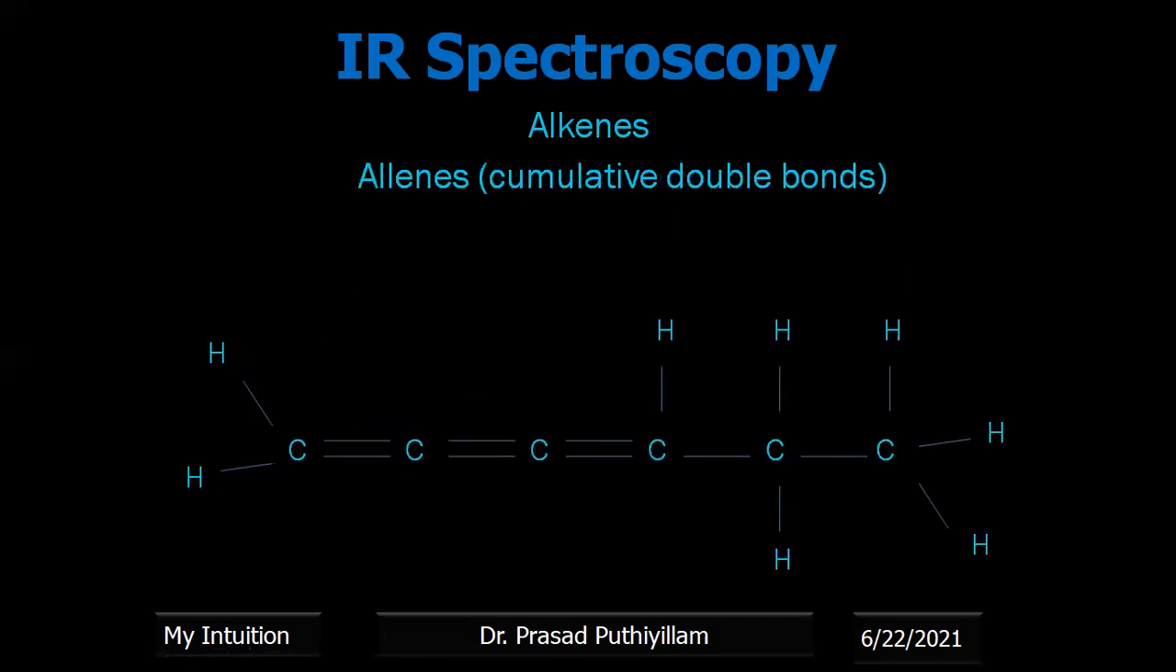Then the next one is allenes, so we can say cumulative double bonds. Consecutive double bonds are present: a double bond, another double bond, a third double bond present in a molecule. We call such molecules allenes. So these are the different types of alkenes that we will come across.